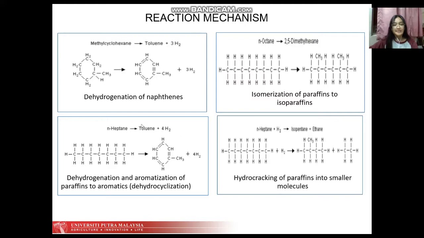So here we can see that dehydrogenation of naphthene produces hydrogen, and also the dehydrogenation and aromatization of paraffins to aromatics produces hydrogen. Hydrocracking of paraffins into smaller molecules consumes hydrogen, which makes it the least desirable mechanism among all 4. And the isomerization of paraffins to isoparaffins does not use or produce any hydrogen.